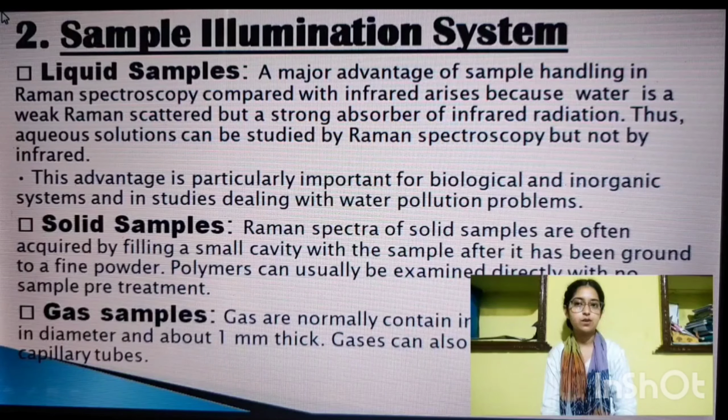Then we discuss the solid samples. Raman spectra of solid samples are often acquired by filling a small cavity with the sample after it has been ground to a fine powder. Polymers can usually be examined directly with no sample pre-treatment. Then gaseous samples. Gases are normally contained in glass tubes 1 to 2 cm in diameter and about 1 mm thick. Gases can also be sealed in small capillary tubes.